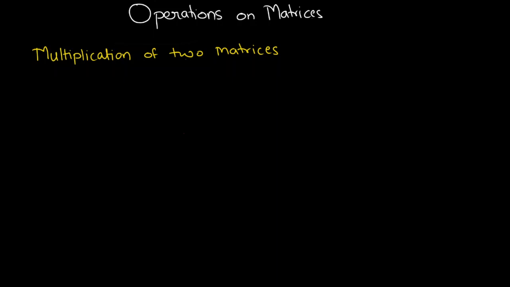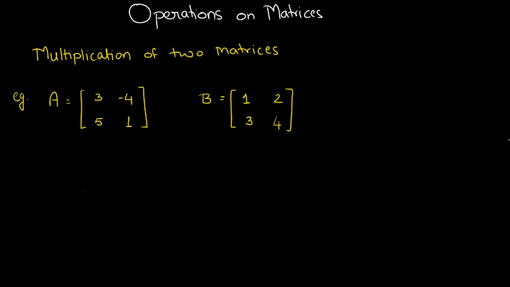So let's continue on with our discussion on multiplication of two matrices. This time by taking a numerical example to solve the sum. So let's consider the two matrices: matrix A, which is 3, minus 4, 5, 1, and matrix B, which is 1, 2, 3, 4, and see how to actually multiply them and get an answer.